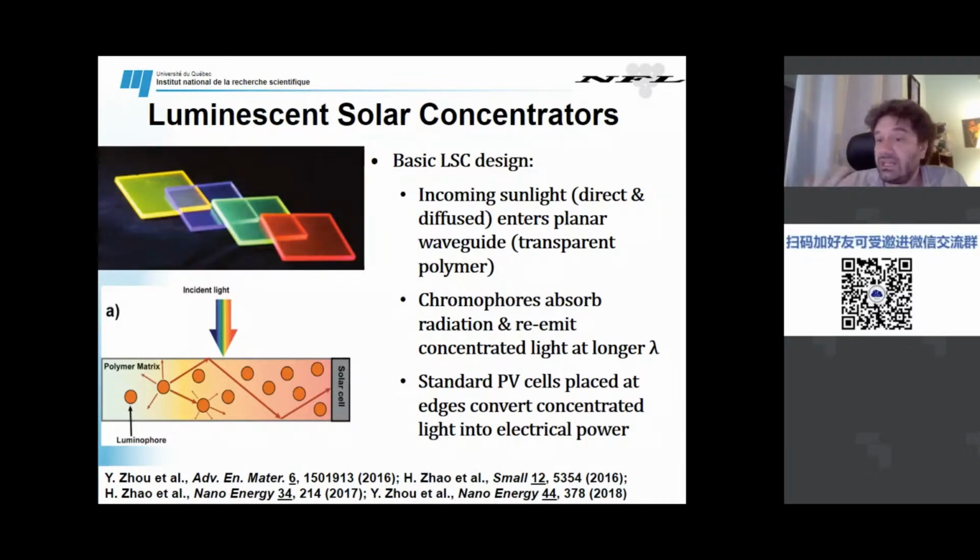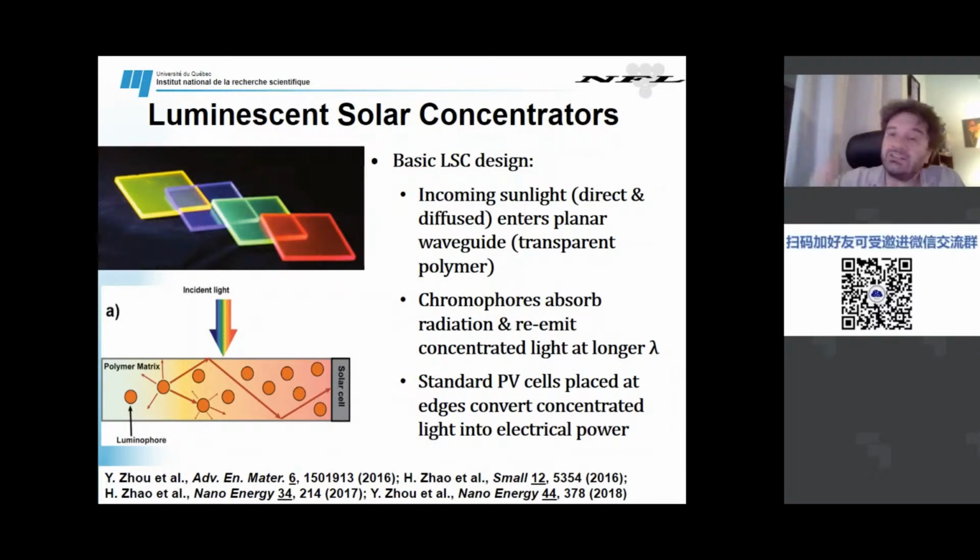But of course, if you take traditional silicon panels, they're not transparent. So if you place them in front of your window, you're going to lose in terms of illumination. You might manage to convert a lot of solar energy into electricity, but during the day you would basically lose a lot when it comes to illumination.